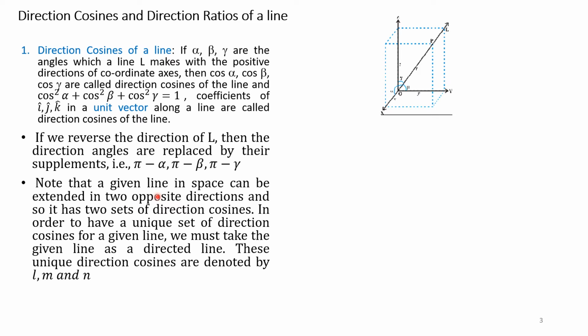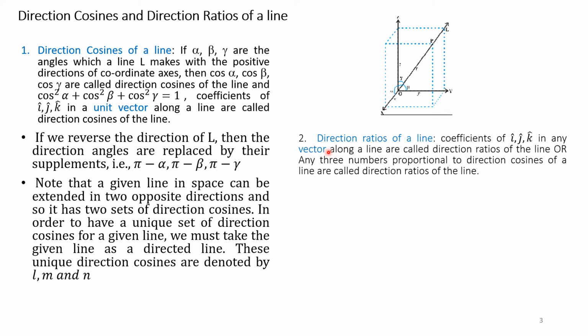Note that a given line in space can be extended in two opposite directions, and so it has two sets of direction cosines. In order to have a unique set of direction cosines for a given line, we must take the given line as a directed line. These unique direction cosines are denoted by small l, m and n. So these are the unique direction cosines.